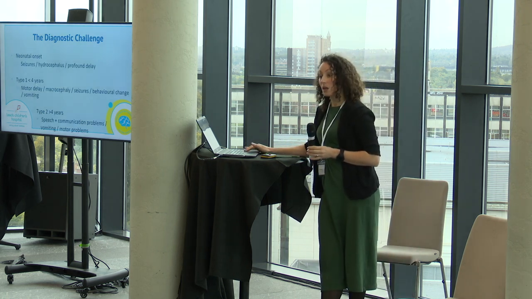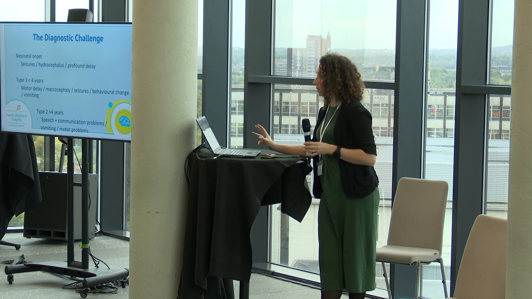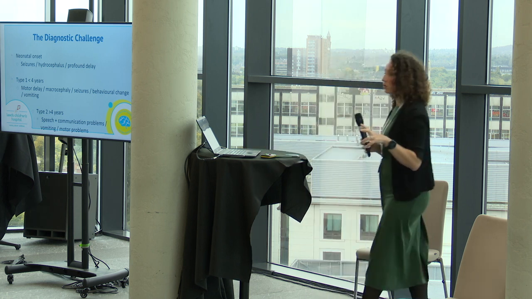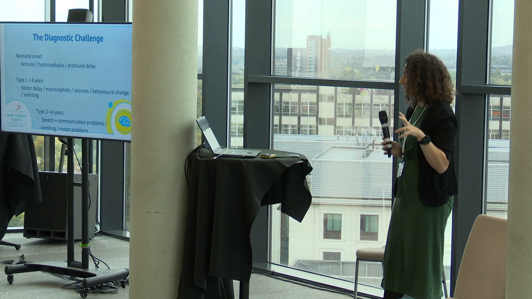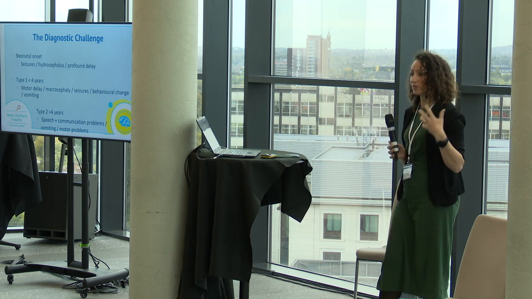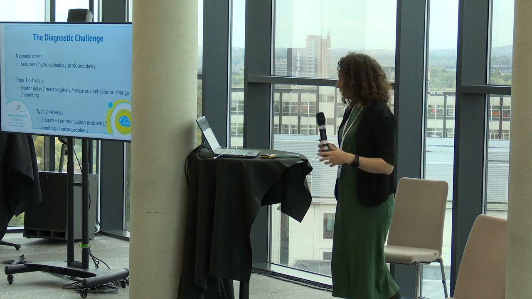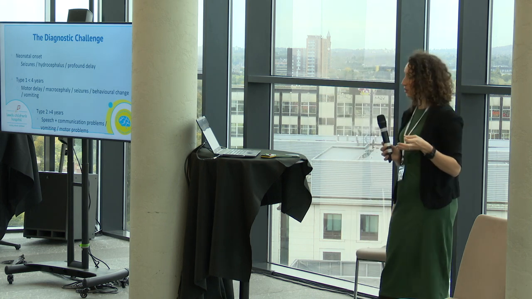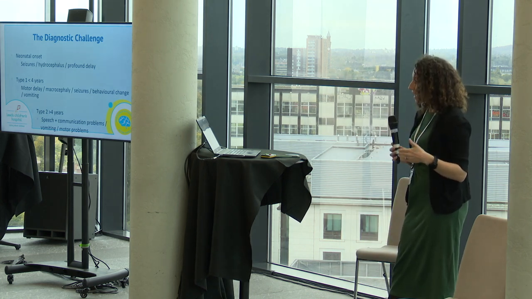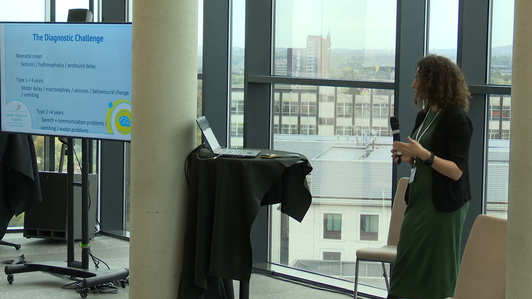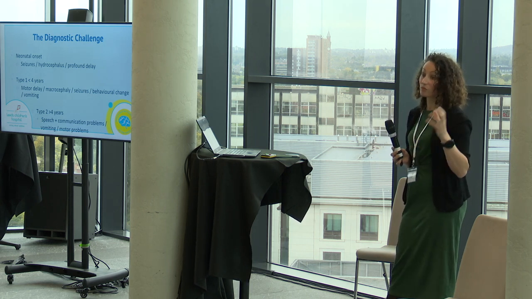So I think we currently label our typical Alexander's into 3 groups. So we have our neonatal onset disorders, seizures, hydrocephalus, so that's a bigger fluid space in the brain, and those children often have profound delay from the outset. We have our type 1 Alexander's, so presenting under the age of 4 years, and again with lots of those very similar symptoms of motor delay, macrocephaly or slightly bigger head sizes, seizures, behavioural change and vomiting.